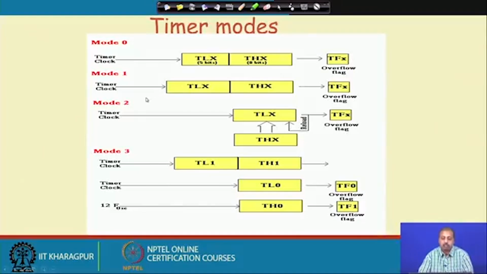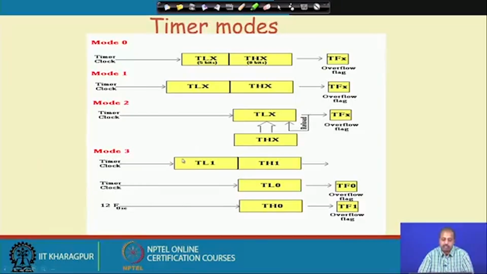In mode 1, that was a 16 bit mode. Again the same thing, TLX and THX. In mode 0 it was 13 bit, here it is a 16 bit timer, and the rest of the thing is the same. When it overflows, it will affect the TF0 bit. Then in mode 2, we have this reload mechanism. It is an 8 bit timer. When the timer overflows, the TFX is set, and after that the value is reloaded from THX into TLX and the process restarts. So, this will be done periodically.